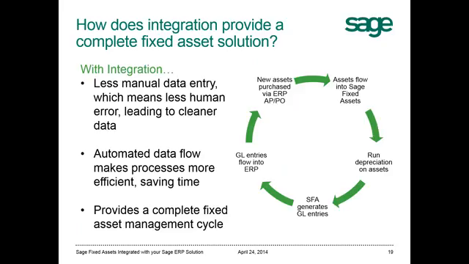So what does an integrated solution look like? When your depreciation solution is integrated into your ERP, new asset data and GL entries can flow freely between both solutions. Not only does this free up time that would otherwise be spent manually managing these processes, but the automation ensures that your data is accurate and error-free.